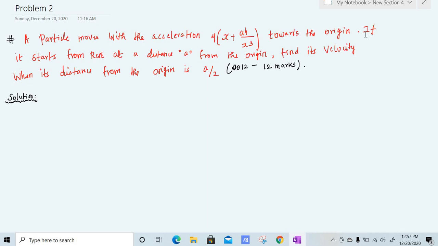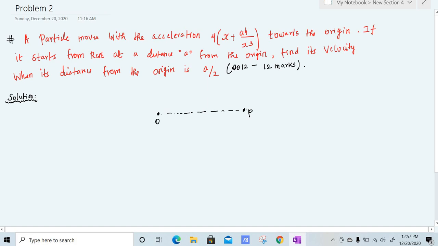So a particle moves with an acceleration mu into x plus a power 4 by x cube towards the origin. Let us say this is our particle P. It moves towards the origin. As in the theory content, if it moves towards the origin, our acceleration will be negative.